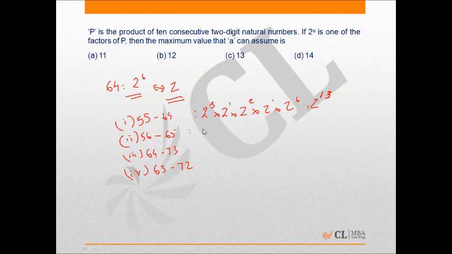From 56 to 65, it's exactly the same numbers, because it's 56, 58, 60, 62 and 64. Again, we'll get 2 power 13.